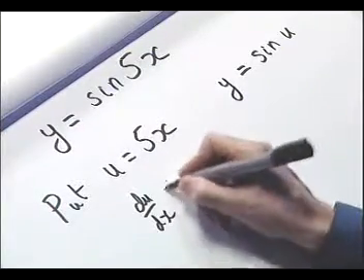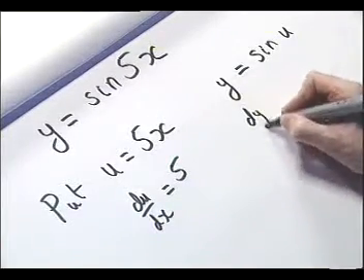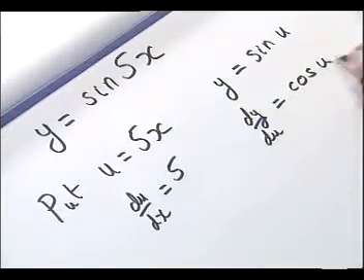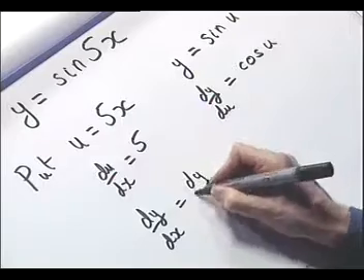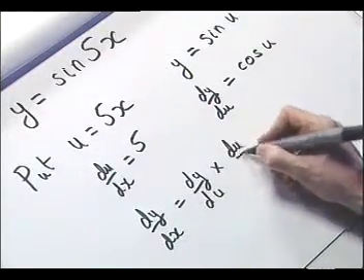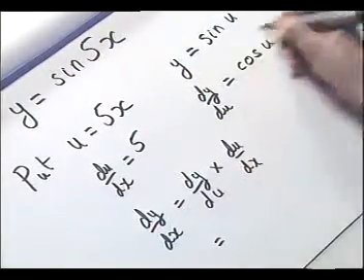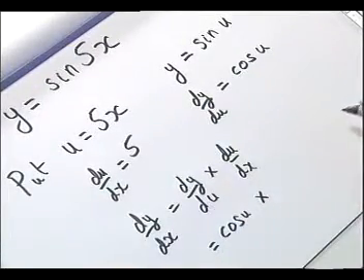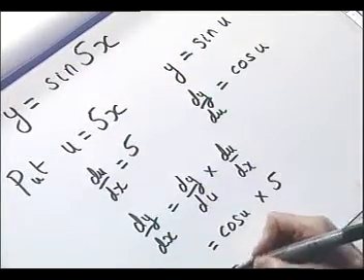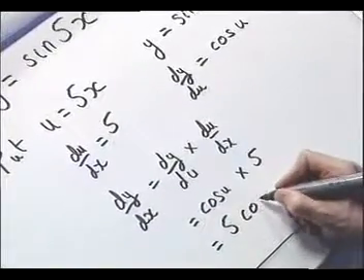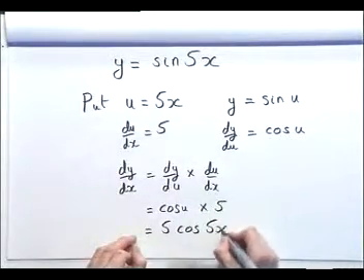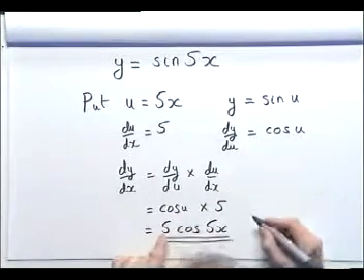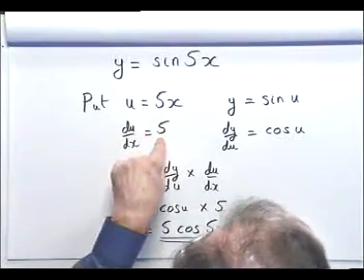Differentiating, du by dx is equal to 5, and dy by du is equal to cos u. Put the two bits together with the chain rule, dy by dx is equal to dy by du times du by dx. dy by du is cos u times by, and du by dx here is 5. So let's bring the 5 to the front, 5 cos of, and now let's reverse the substitution. u is equal to 5x, so we'll replace the u by 5x. Now, notice how that 5 here and here has apparently appeared there. And it did so because the derivative of 5x was 5.